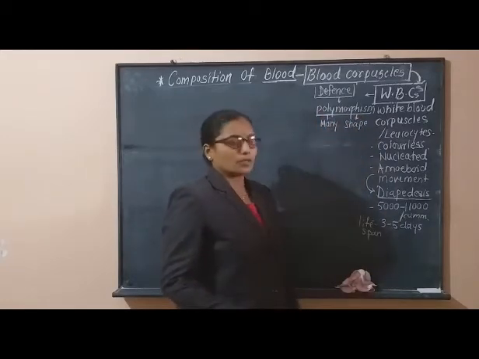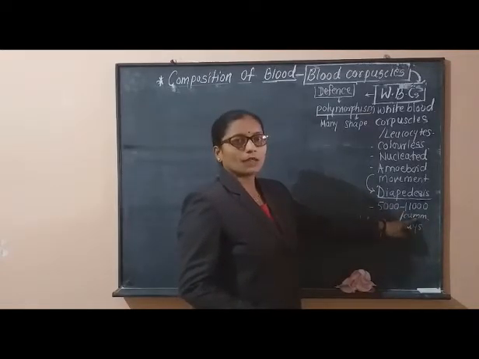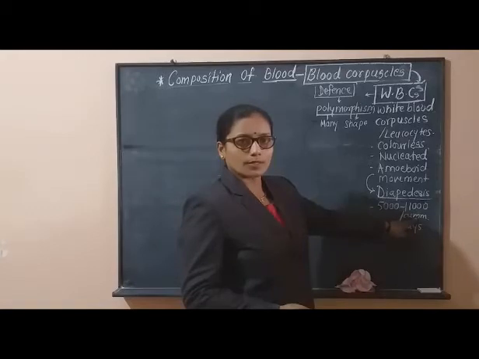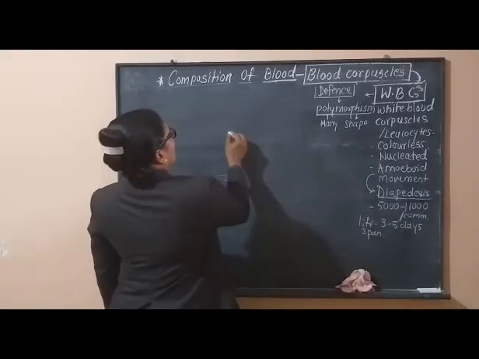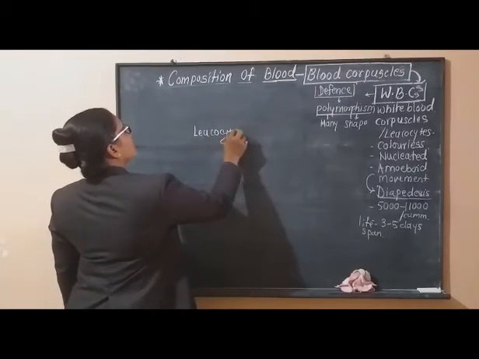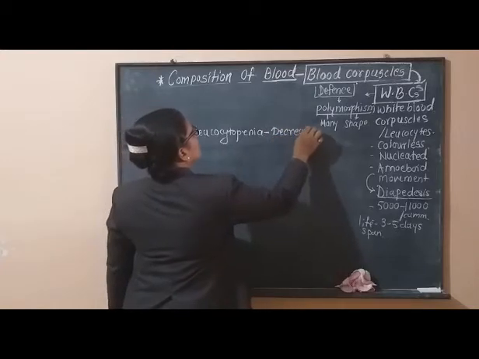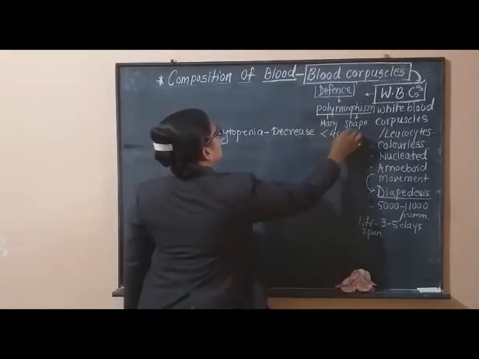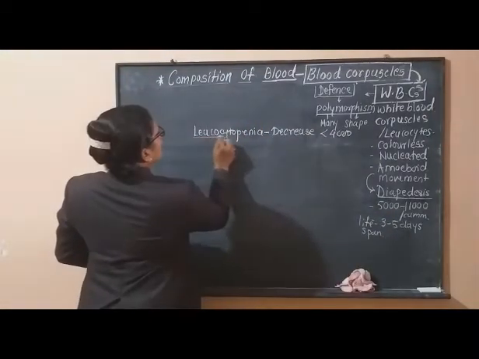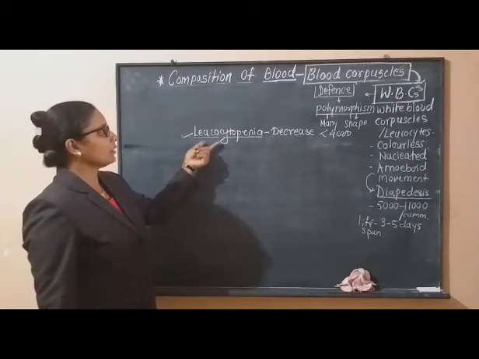Now, in case of the WBCs, the normal count is 5,000 to 11,000 per cubic millimeter. But sometimes we can observe different conditions related to the total count of the WBCs. Now, first condition, if the total count of the WBCs is decreased, or it may be less than 4,000. Normal is 5,000. If it is decreased, this condition is called leukocytopenia. Means decreased count of WBC is called leukocytopenia.